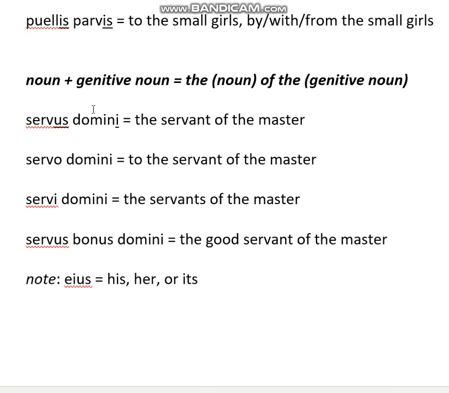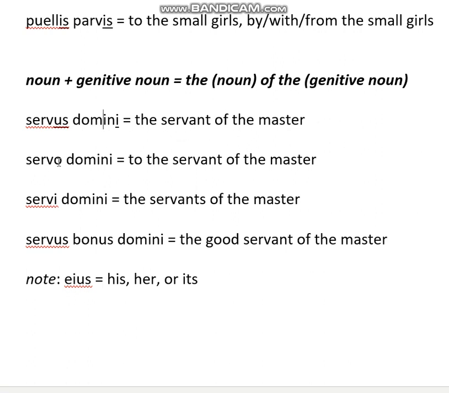The reason is also because of this. With a noun plus a genitive noun, this more or less equals the, then the translation of the noun, then of the, and then the translation of the genitive noun. So this translates into stuff like this. Servus domini. The us in servus indicates nominative singular, so we know for a fact that servus is the main noun of the phrase. Then domini, so the servant of the master, as you can see there.